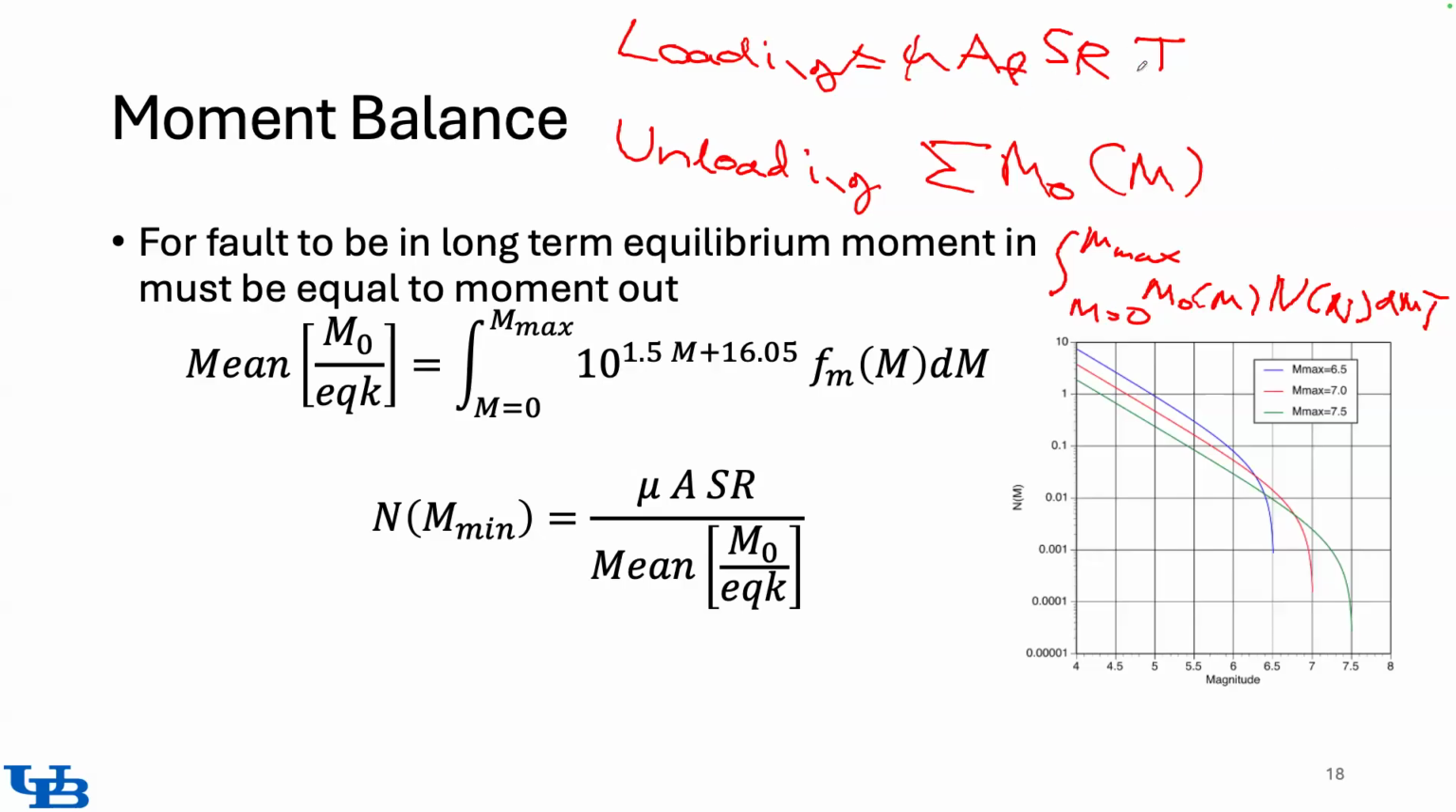So the length of the observation is canceling out from both sides because this is the annual rate. And we are left with a relationship where on one side we have the stiffness, the area of the fault, and the slip rate. And on the other side, the seismic moment for each size earthquake, and N of M, which is 10 raised to the power of a minus bM. And that gives you the equation to determine a and b.